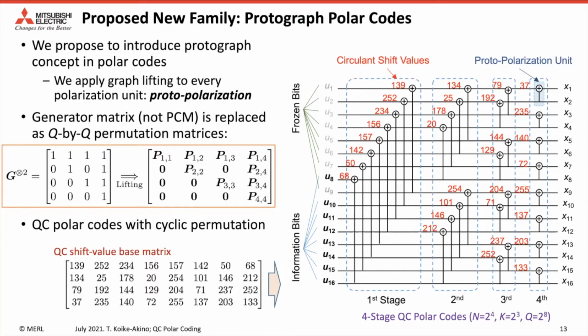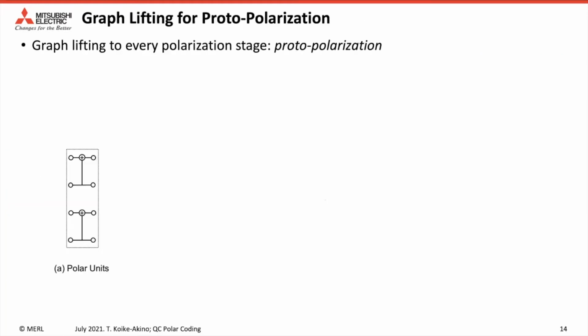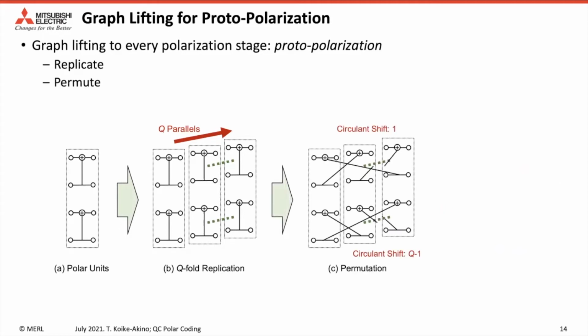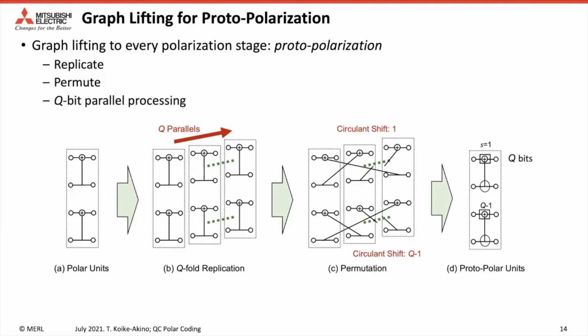Here, at each polarization stage, there are circulant shift values associated. More specifically, polar units are first replicated Q-fold in parallel. Then we permute across the exclusive OR edge. Then we obtain Q-bit parallel proto-polarization units.